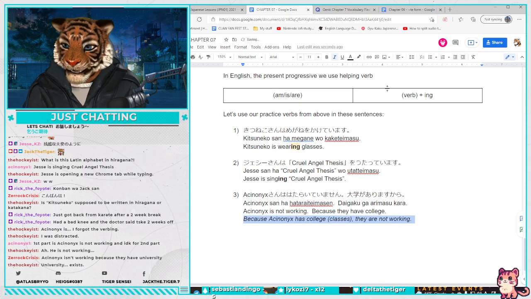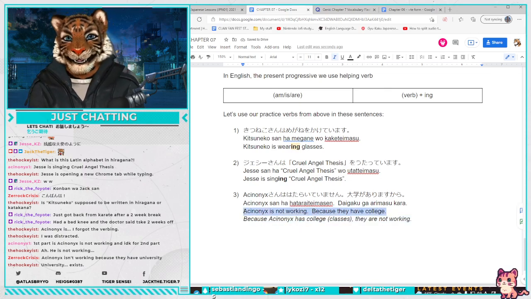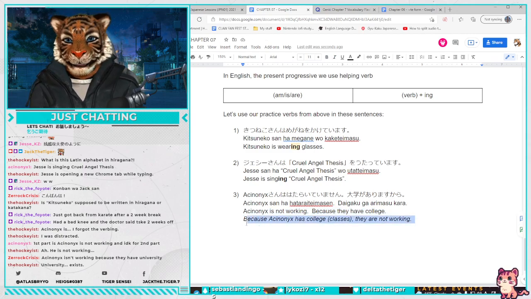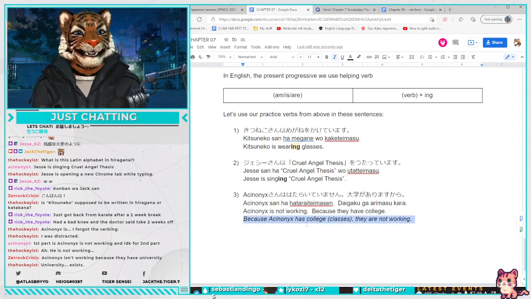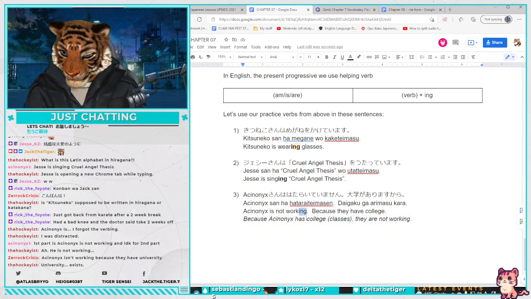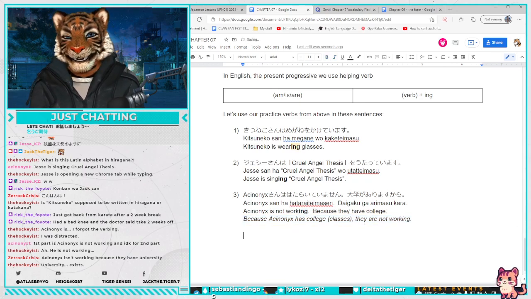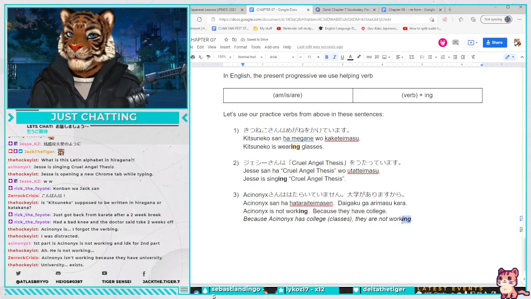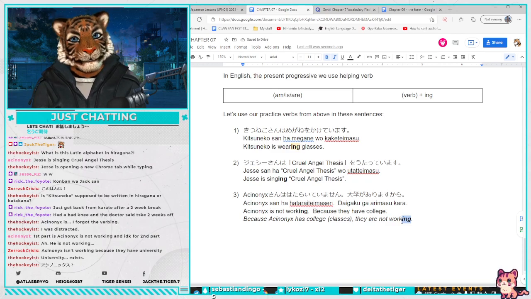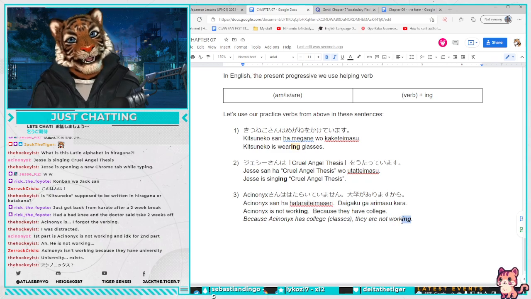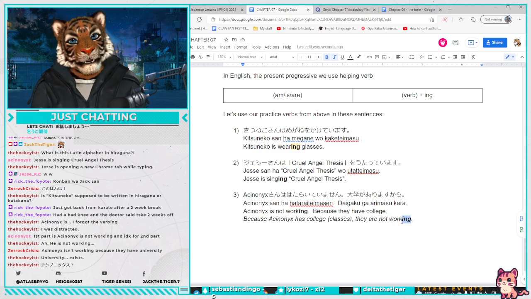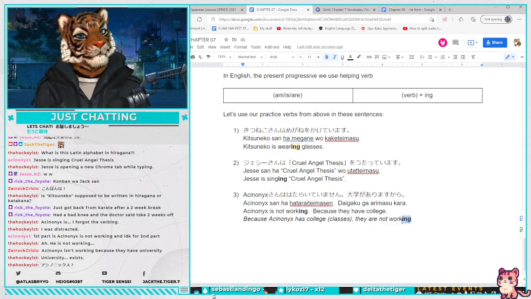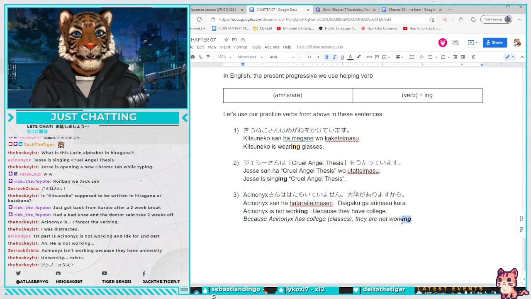I'm gonna put this in italics because if I directly translate this, this is what it means. But in this case, it translates better like this in English. Because Asanonix has college, they are not working. And they're still using the present progressive for working. I'm putting it in the Romanji because I'm a little lazy about it.